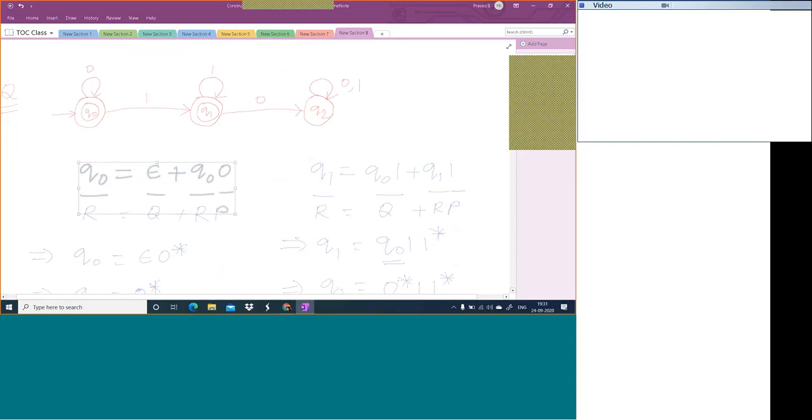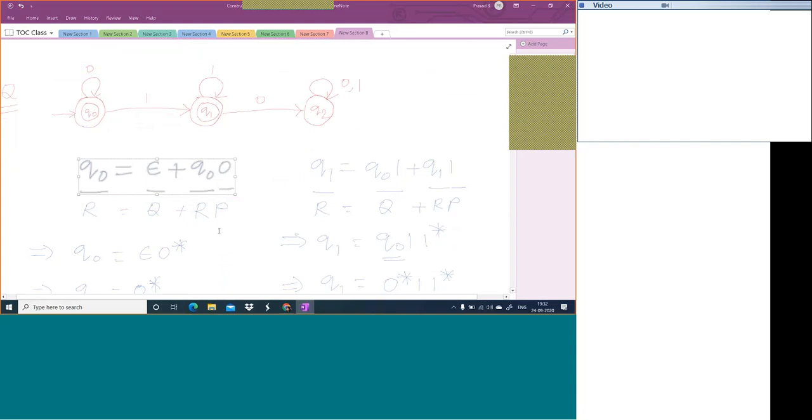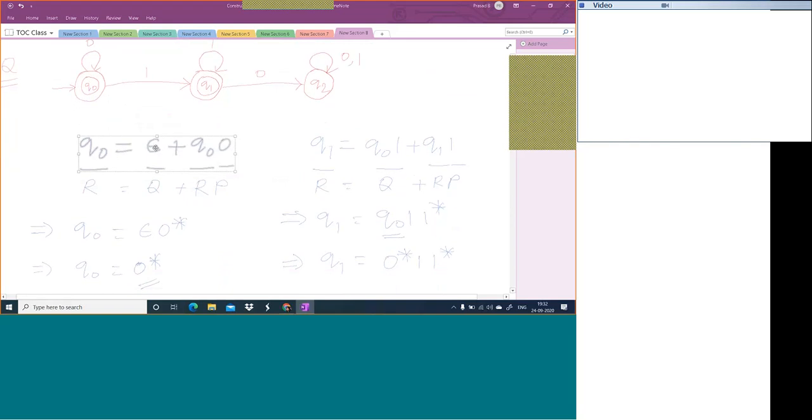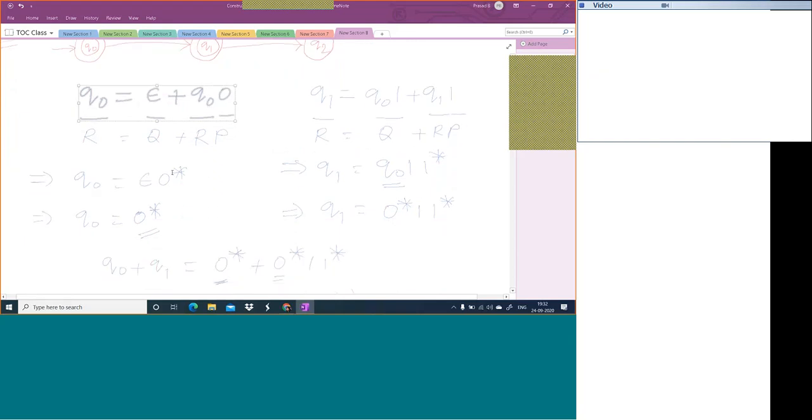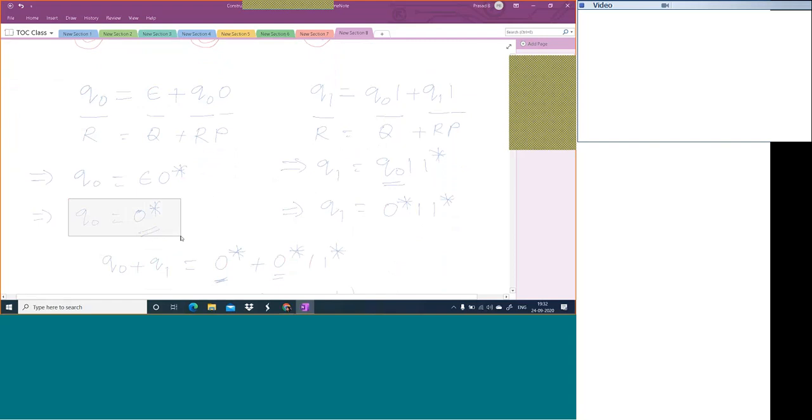Okay. For Q naught, there are two edges going into Q naught. One is from outside, that is epsilon. One is from Q naught with 0. So Q naught equals epsilon plus Q naught 0. If I take this equation, this is R equal to Q plus R into P. Then R equals Q P star. R is Q naught, so Q P star is epsilon followed by 0 star. Epsilon followed by anything is the same. So Q naught is 0 star. Do you understand? R equal to Q plus RP, R equal to QP star, epsilon 0 star is 0 star.